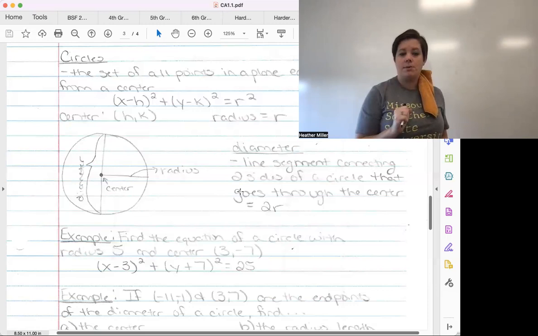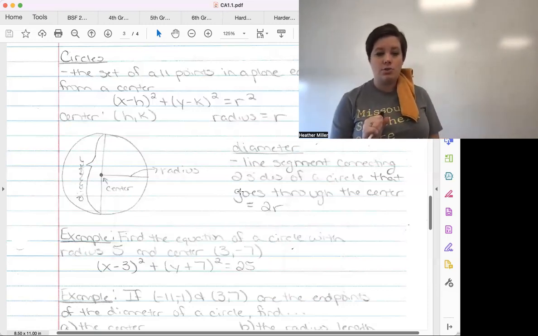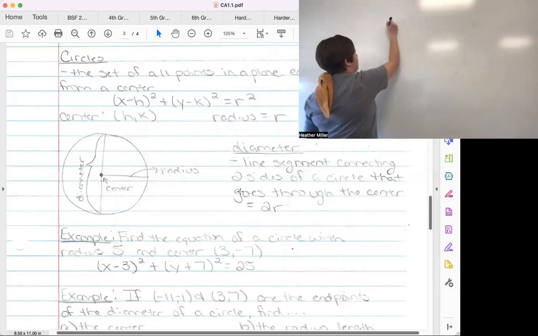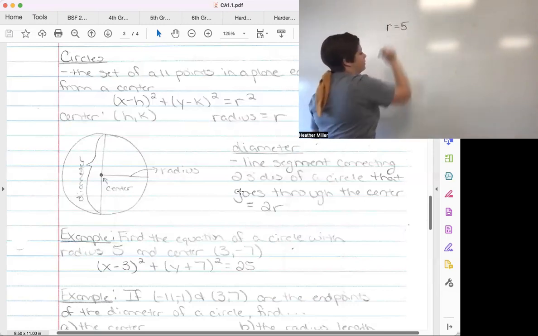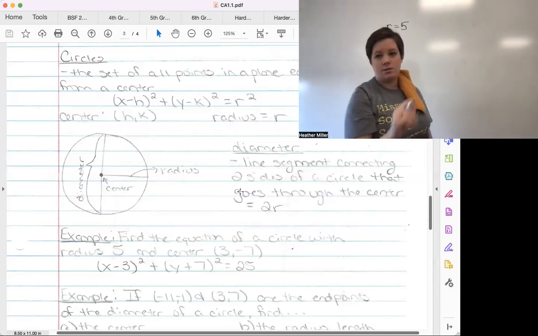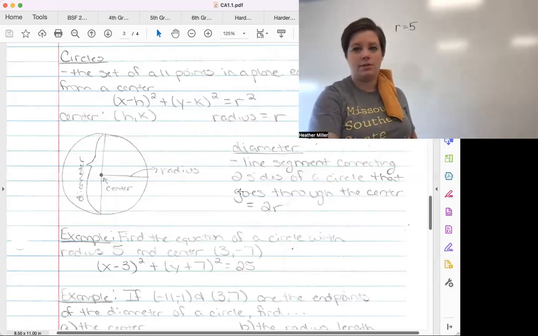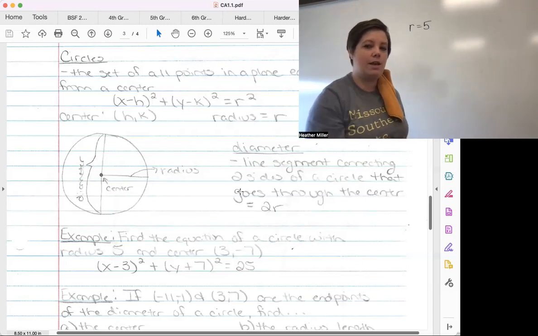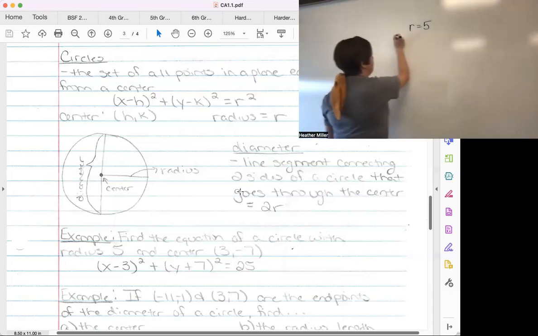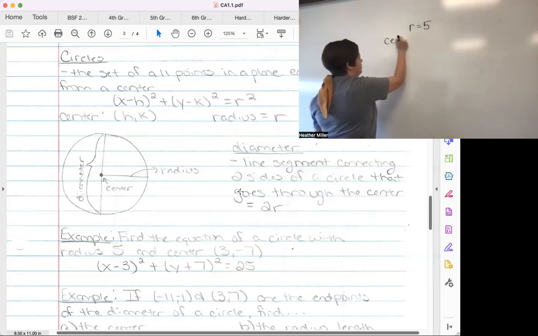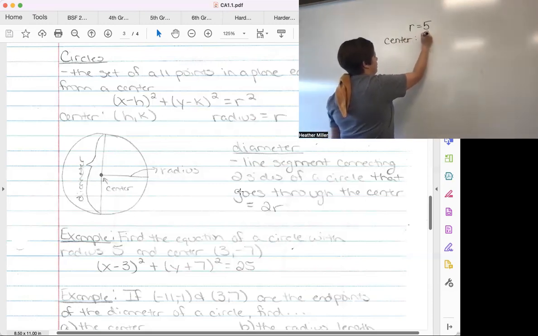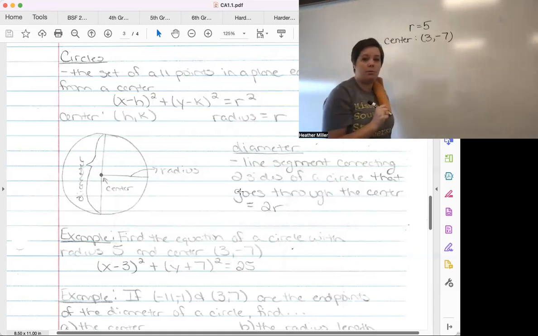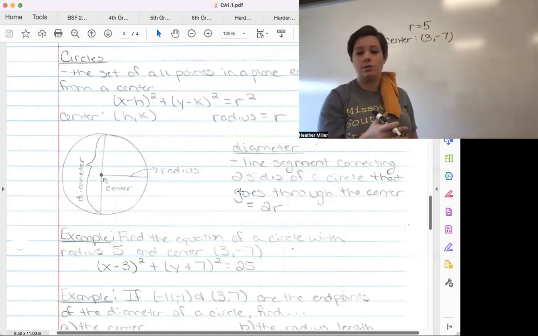So the first example says, find the equation of a circle with a radius of 5. So right there, I would make a note. We have a radius of 5 and the center of (3, -7). So we have center of (3, -7). And that's all we know, but we need to write the equation of a circle.